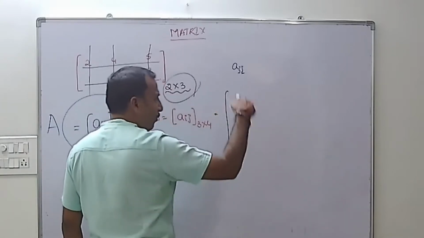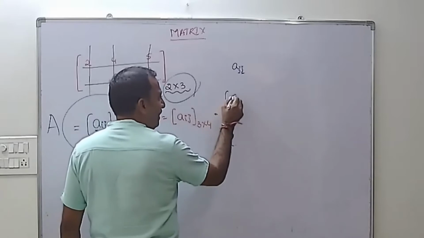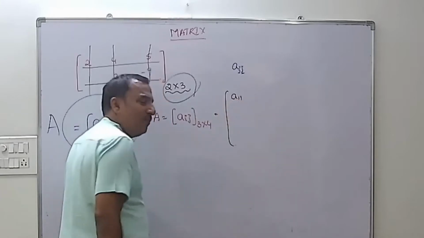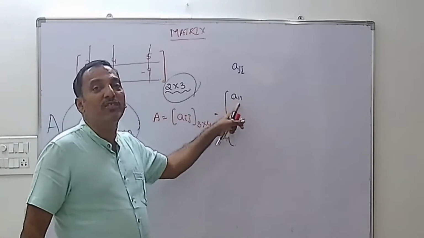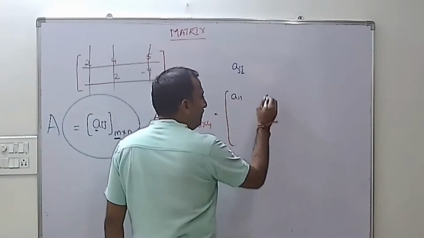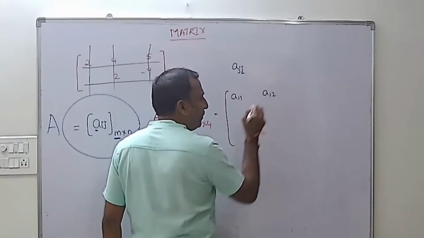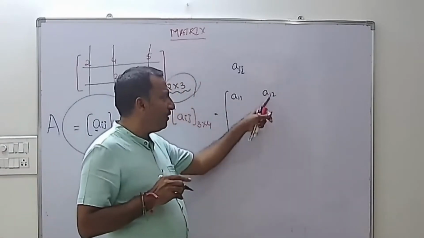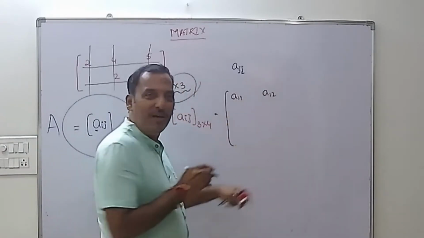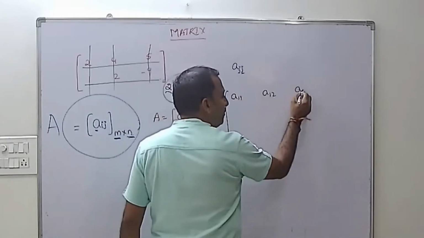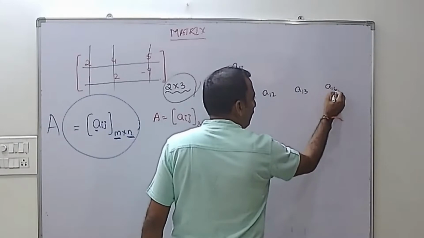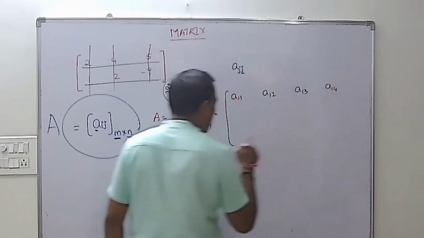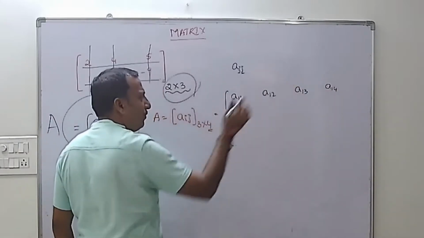3 rows, 4 columns. See, first A11. What does A11 mean? This is the element belonging to the first row, first column. Next, A12 belongs to the first row, second column. A13, first row, third column. A14, first row, fourth column. There are 4 columns.